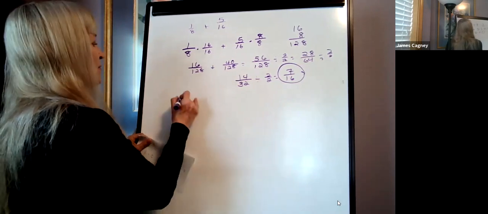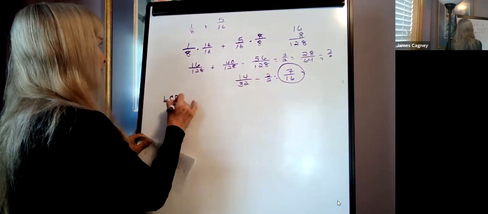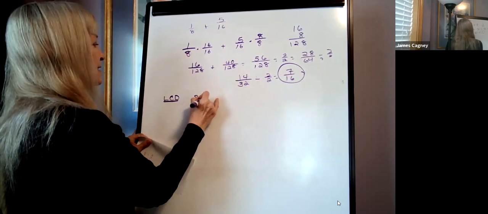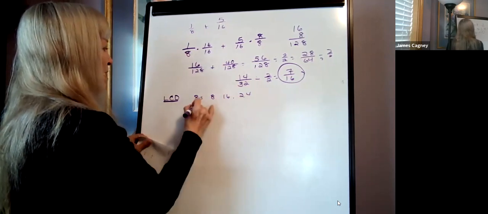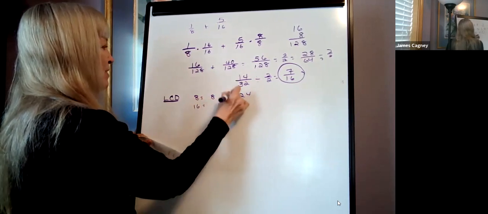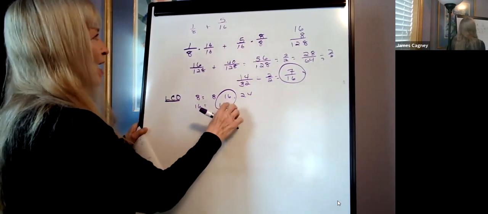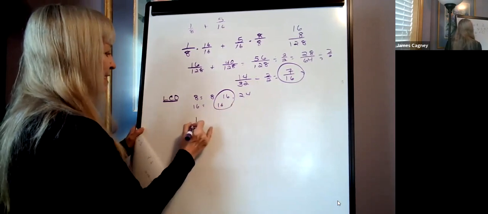So let's look at another way to do it. I think it's easier to find the least common denominator. When I look at multiples of 8, I'm going to get 8, 16, 24. Multiples of 16 are going to be 16. Notice I have a common multiple right there. So my least common denominator is going to be 16.